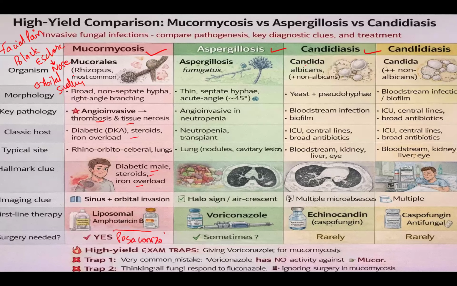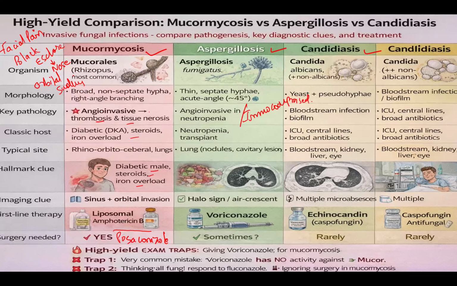Okay. Then coming to aspergillosis. What all do you see in aspergillosis? It is caused by Aspergillus fumigatus. This is again a typical septate hyphae fungus. There is angioinvasion in neutropenia, only in immunocompromised patients. So only the immunocompromised are going to get your aspergillosis.